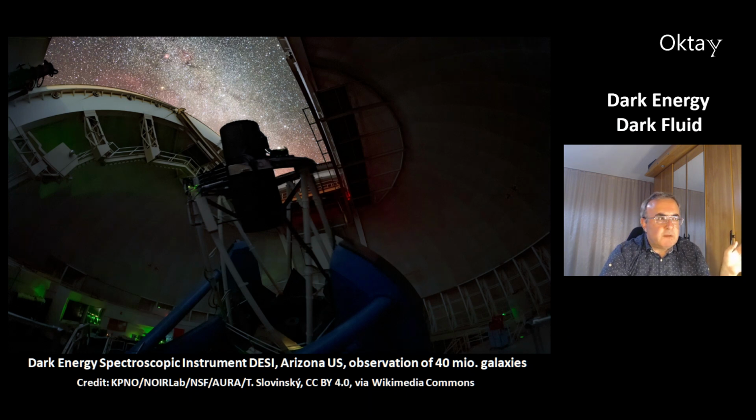This is a nice picture of the Dark Energy Spectroscopic Instrument, DESI, from Arizona, USA. It will observe 40 million galaxies to find out more about dark matter and dark energy.